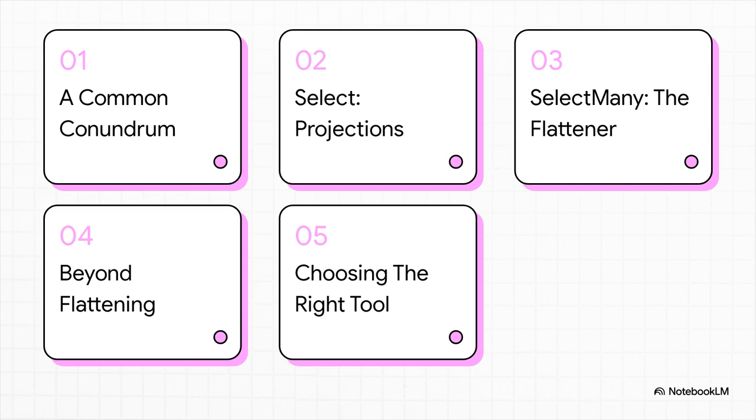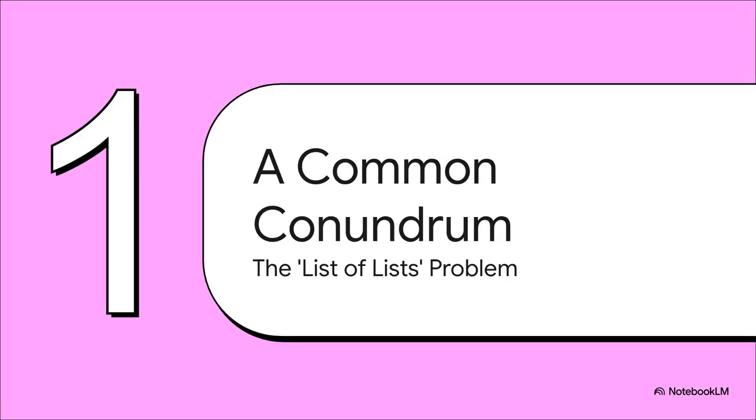So here's our game plan. We're going to kick things off with a super common problem, then bring in our two main tools, Select and SelectMany, to see how they stack up. After that, we'll level up with an advanced technique, and finally, we'll wrap it all up with a simple guide on which one to use and when. All right, let's jump right in with a scenario that I promise you every single developer has banged their head against at some point, the dreaded list of lists.